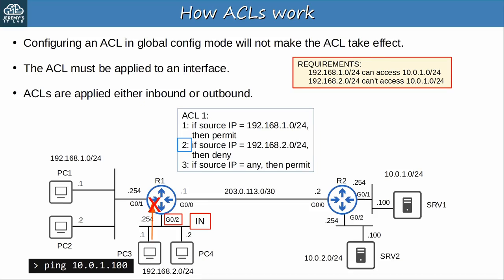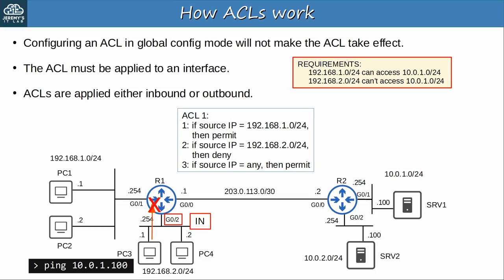Once R1 finds a match and takes an action, it stops checking the other entries in the ACL, so this permit all other traffic is ignored. So does this fulfill our requirements? Yes and no. 192.168.1.0/24 will be able to access 10.0.1.0/24 no problem. There is no ACL stopping them from communicating. Also, hosts in 192.168.2.0/24 are prevented from accessing 10.0.1.0/24. As you just saw, R1 dropped the traffic from PC3.